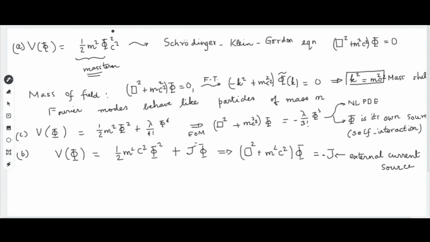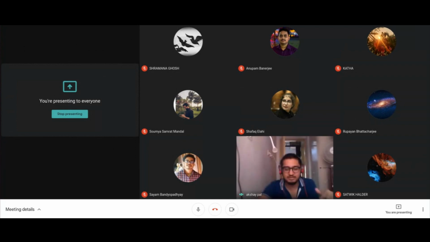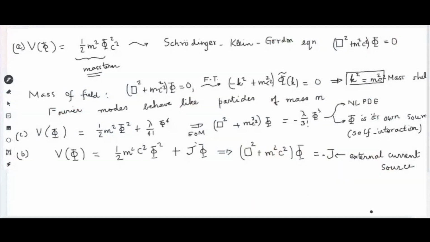Can you explain the self-interaction again? Akshay, what do you want to know? First of all, it's not clear to me why it is called self-interaction. Because the source is made up of the variable itself, you see. That is why it's self-interaction. The dynamical variable phi is interacting only with itself. There is no external current like in B. In C, phi is interacting through this cubic term only with itself.